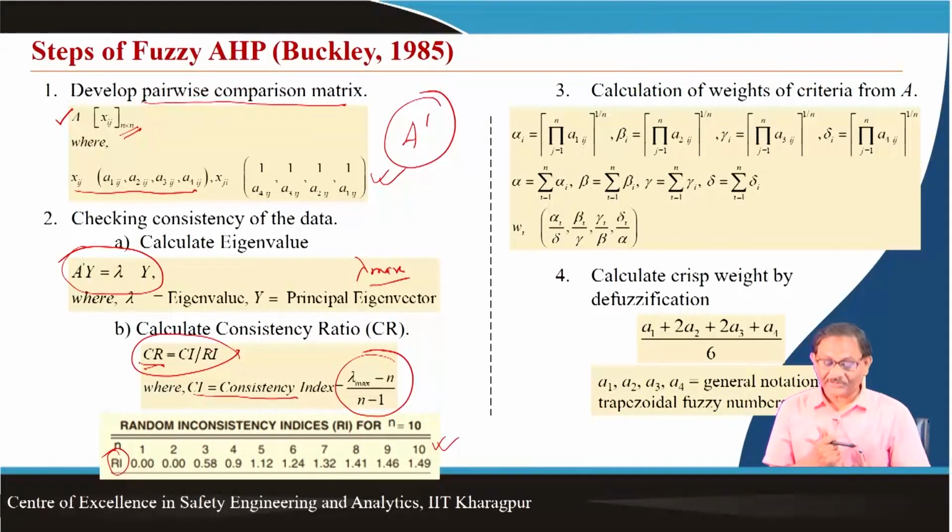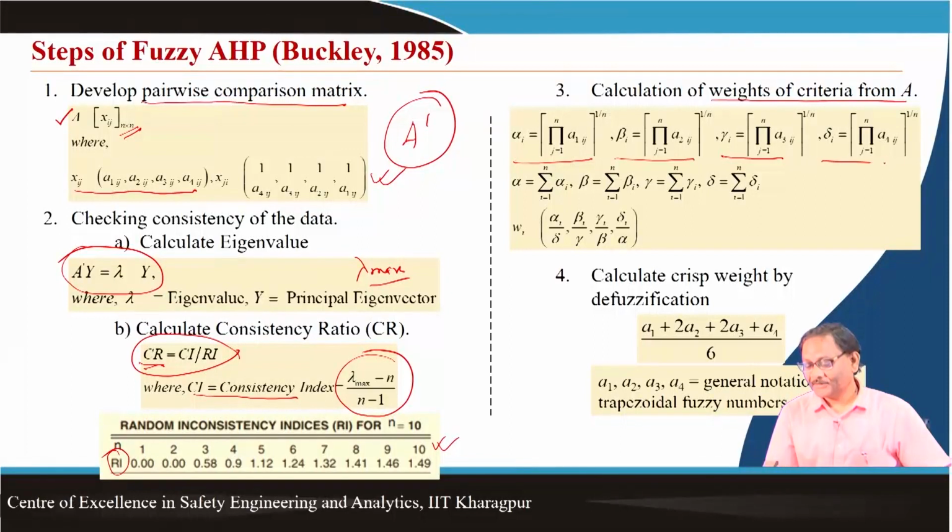Once you are happy with the pairwise comparisons, now you have to calculate the weights of the criteria in A. In A, you have the fuzzy numbers, so for A1, A2, A3, A4, you basically find out the geometric means. So these are the formulas for geometric means. That means you are getting the weight for i, when i equals 1 to n, and j also 1 to n.